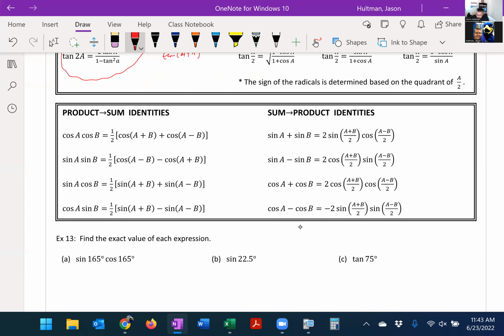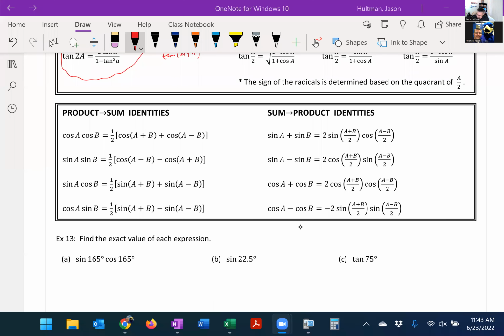Okay, going sum to product. Let me share my screen again. Sine A plus sine B equals 2 sine of A plus B over 2 times cosine of A minus B over 2. Sine A minus sine B is 2 cosine of A plus B over 2 times sine of A minus B over 2.